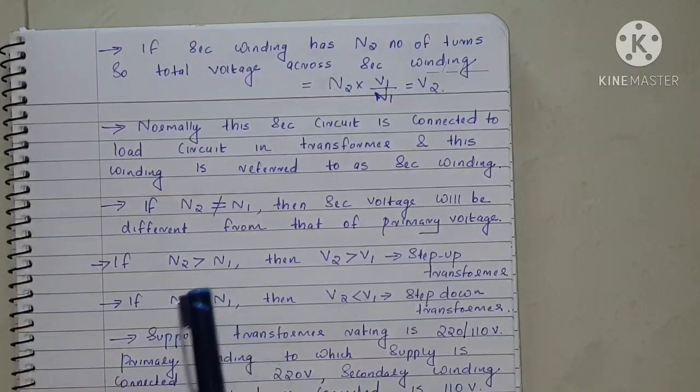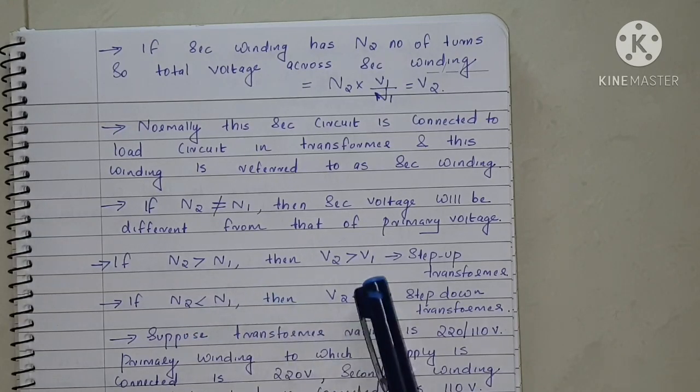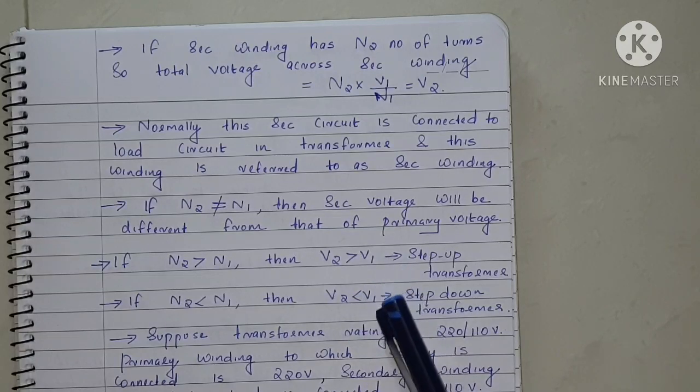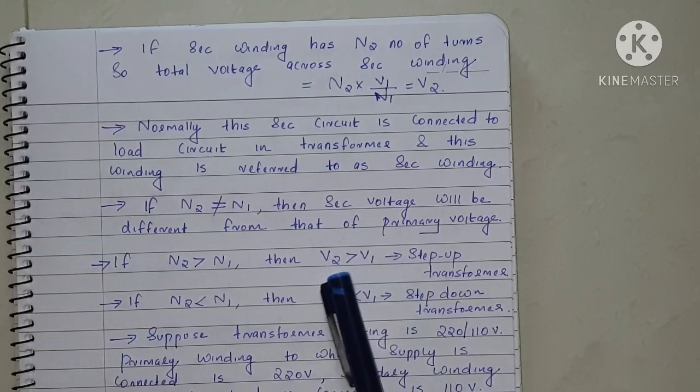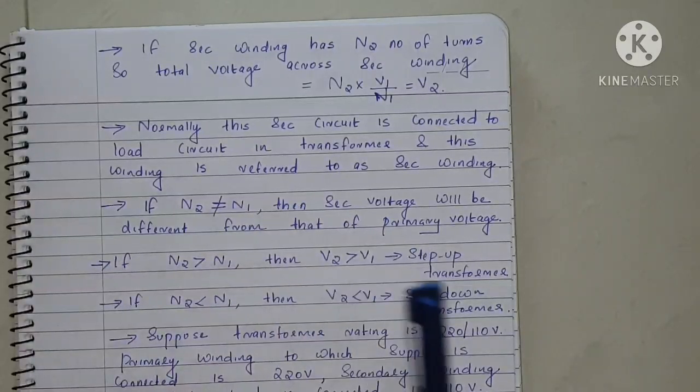If N2 is greater than N1, that is, the turns in the secondary are greater than the number of turns in the primary, then V2 is proportionally higher than V1. That is, V2 is also greater than V1, the secondary voltage is greater than the primary voltage. Then this transformer is known as a step-up transformer.